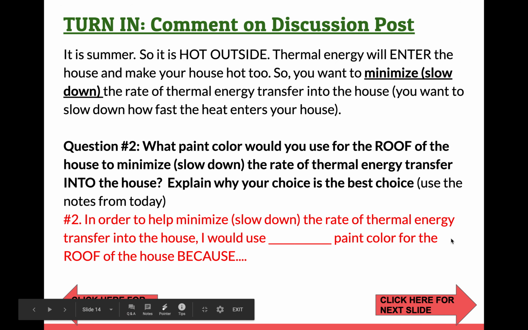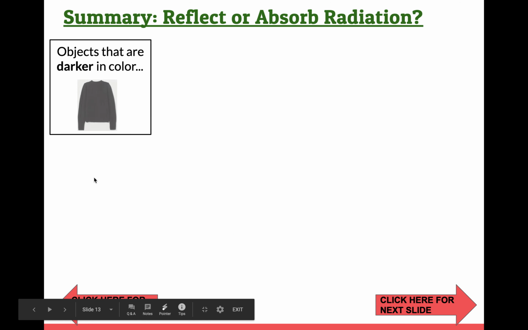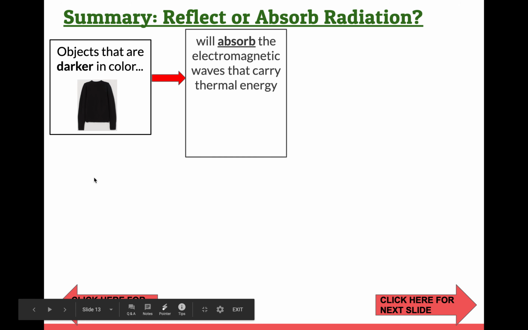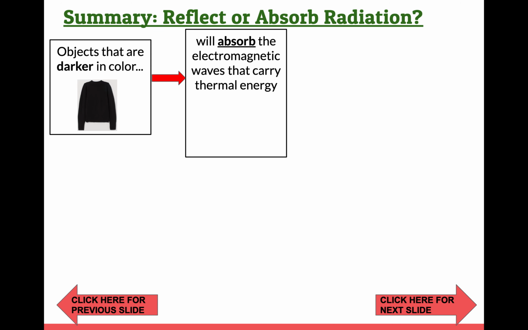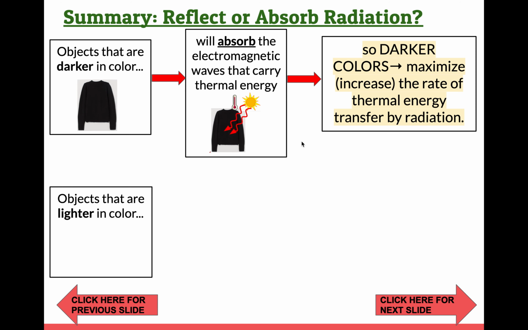So in summary, let's go back. In summary, objects that are darker in color are going to absorb the electromagnetic waves that carry thermal energy. That means that darker colors will maximize, they will increase the rate of thermal energy transfer by radiation. Again, darker colors will maximize the rate of thermal energy transfer. It's going to increase how hot it gets.